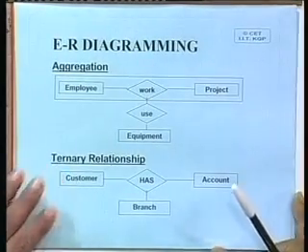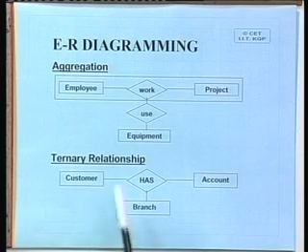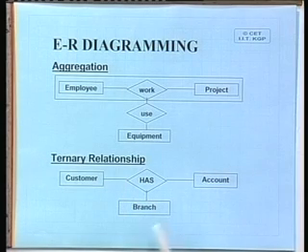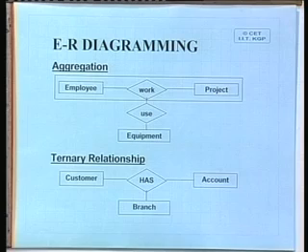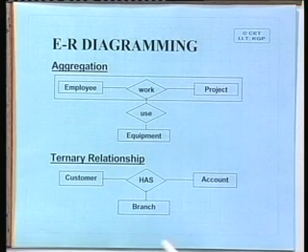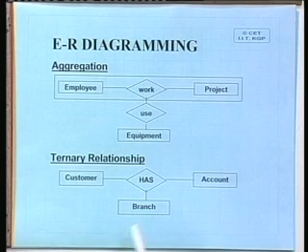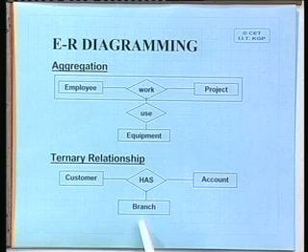Then aggregation and ternary relationship. Let us see the ternary relationship first. See, sometimes the relationship may not be between two entities, it could be between three entities. So, it will be a little more difficult to handle. Say for example, customer, account and branch. So, customer has an account in a branch, right. So, you must have an identifier for the customer, for the account and also for the branch, all three together, fine.